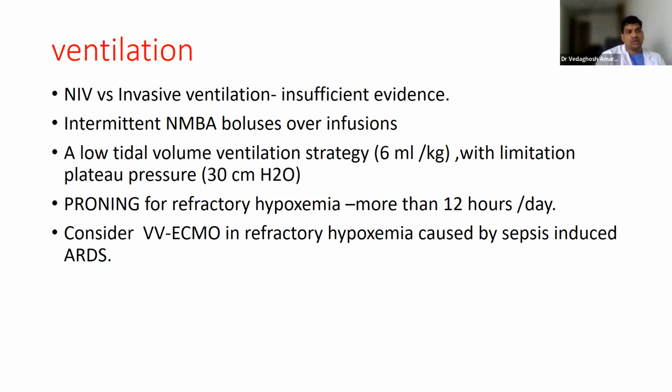They suggested intermittent neuromuscular blocking agents, boluses over infusions, and a low tidal volume ventilation strategy with limitation of plateau pressures to less than 30 centimeters of water, and proning should be used for refractory hypoxemia for more than 12 hours per day. So, nursing management plays a very important role in proning of the patients.